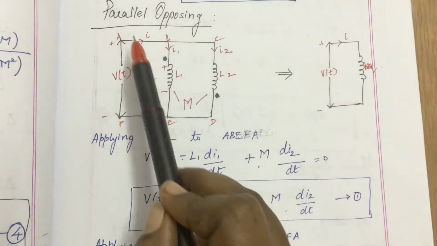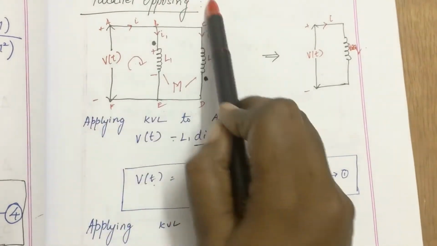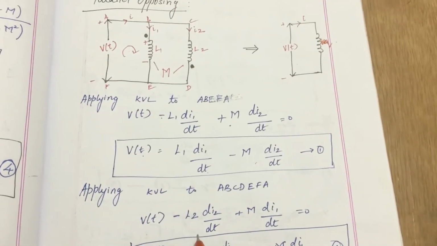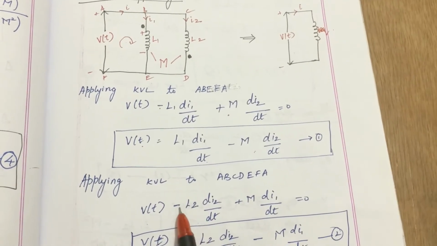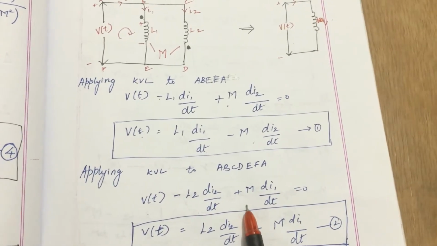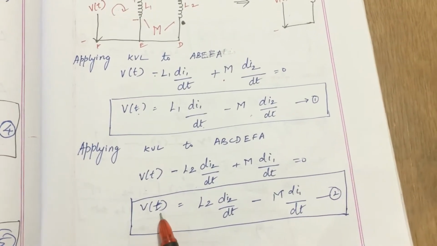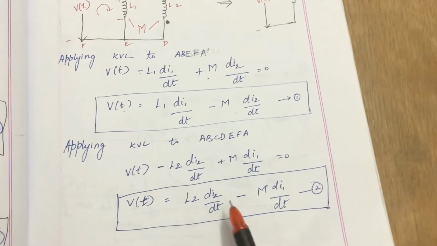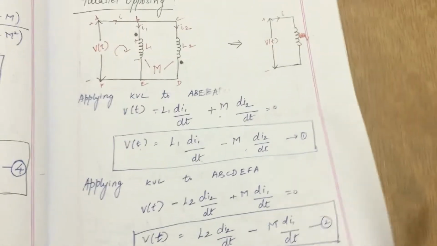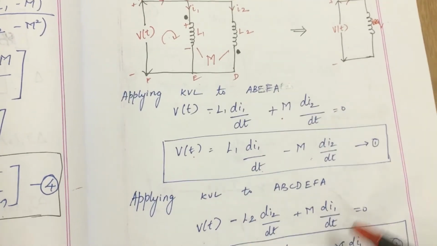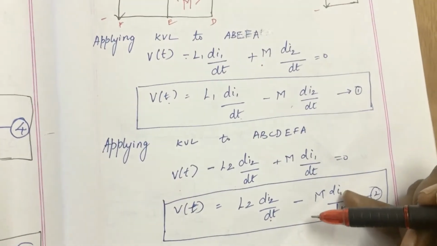Similarly, for my outer loop A, B, C, D, E, F, A, I am going to obtain my KVL. So I can write it as V of t minus L2 di2 by dt, and since it is minus L2, I am going to write plus M di1 by dt is equal to 0. From this, I am going to obtain V of t is equal to L2 di2 by dt minus M di1 by dt. So, similar to my parallel aiding, I will get my I1 and I2 by solving these two equations.